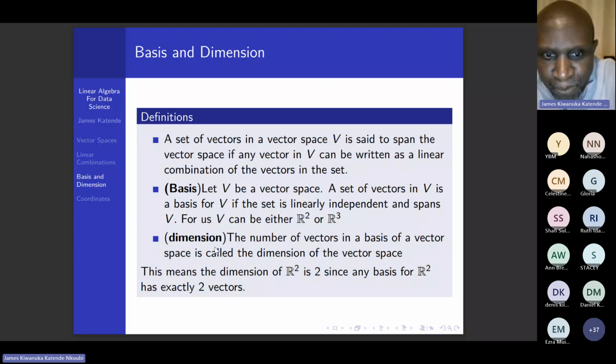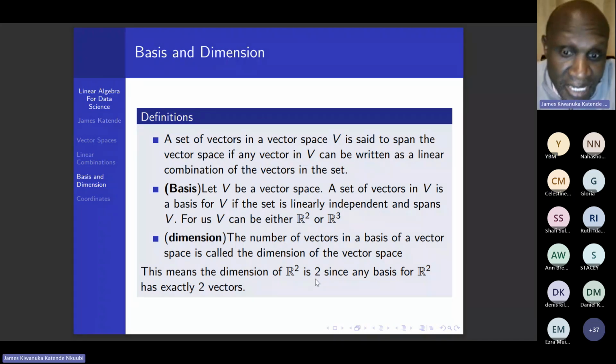The other thing is that the number of vectors in a basis of a vector space is called the dimension of the vector space. So this number does not change. If you have a finite dimensional vector space, like in our case, R2 and R3, the number will never change. You can have different sets of vectors, but the number of vectors in a basis can never change. So if you find one basis, then any other basis will have the same number of vectors. We found one basis for R2. It had two vectors, and therefore any other basis for R2 will also have exactly two vectors and no more.